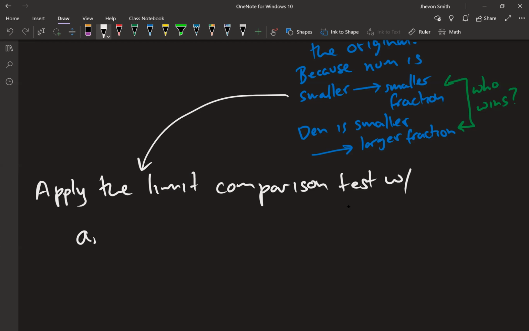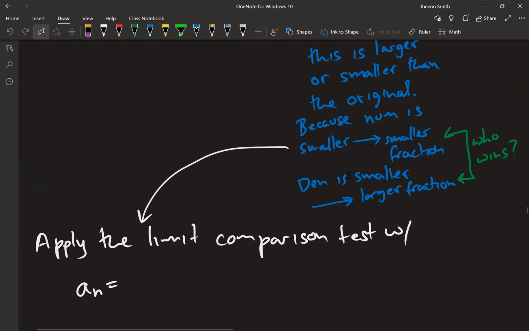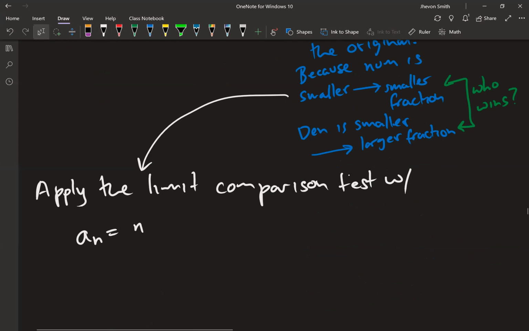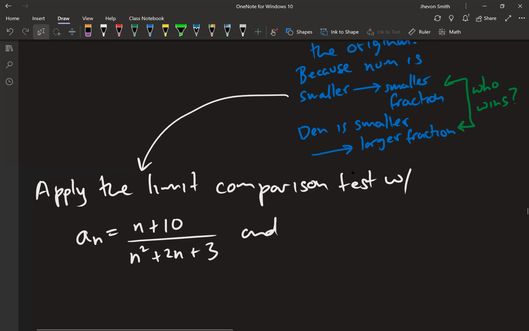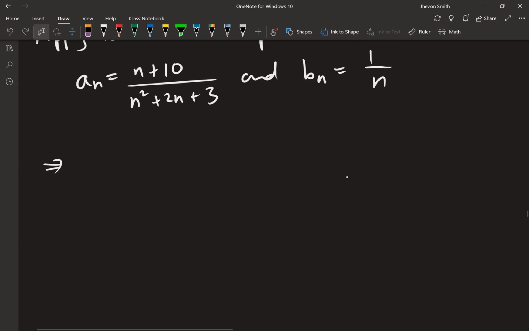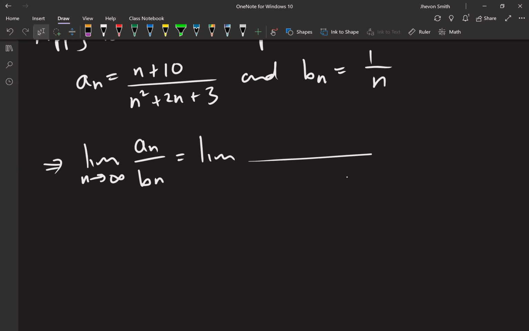So I'm going to think of my a_n as the original guy, say n plus 10 over n squared plus 2n plus 3. And my b_n is just 1 over n. Now I'm going to find the limit as n approaches infinity of a_n divided by b_n. Well, that's just going to be the limit as n approaches infinity, obviously, of n squared plus 10n over n squared plus 2n plus 3. And so that is equal to, what is that limit?